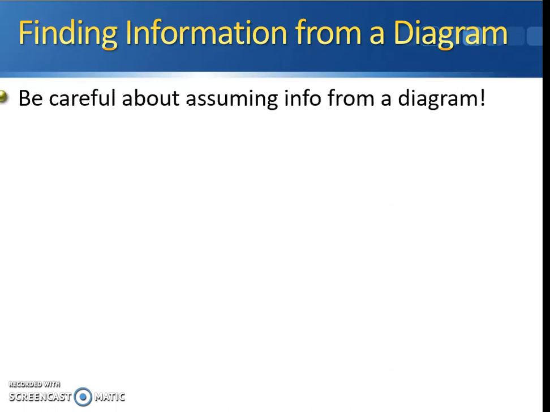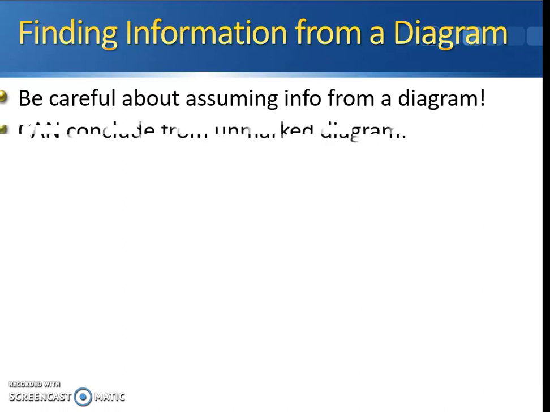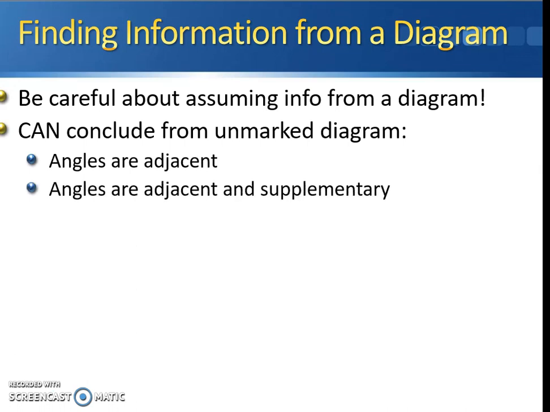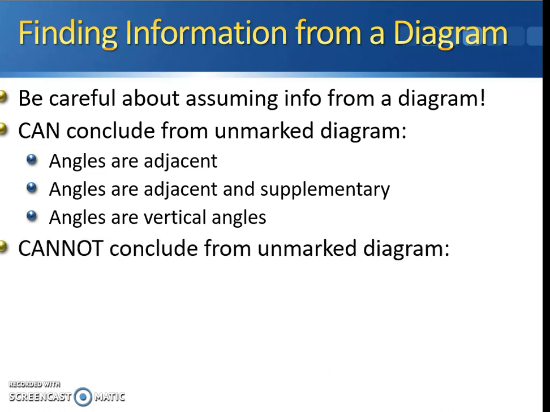Finding information from a diagram. When they give you an angle diagram, just be careful about assuming info from a diagram. When you look at a picture, you can conclude from an unmarked diagram that the angles look adjacent, then you can assume the angles are adjacent. Angles are adjacent and supplementary, and angles are vertical angles. You can tell. But if you cannot conclude from unmarked, meaning it doesn't have specific lines or measurement, then you cannot assume that angles or segments are congruent.